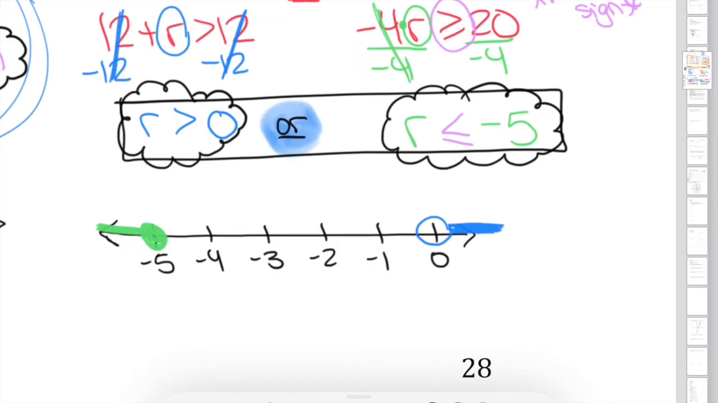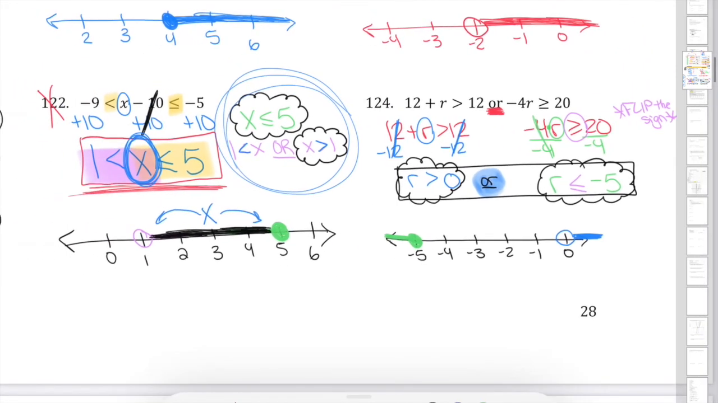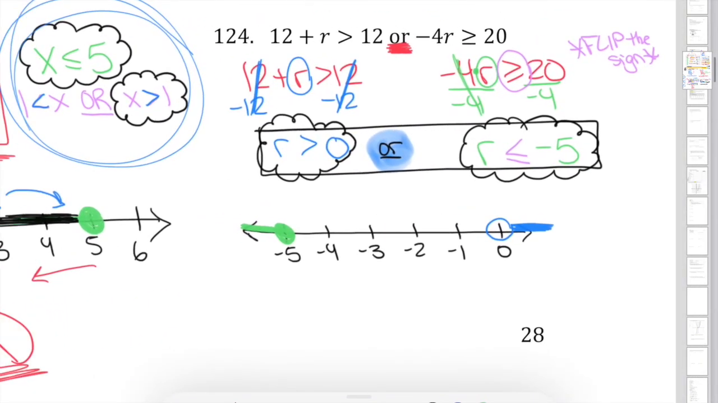All right, here's the significance of the word or. Okay, notice where these are shaded. They're shaded in opposite directions. What that means is it's not like number 122 that we just did over here where you have that and situation. This is an and problem where you can be greater than 1 and less than or equal to 5. Over here for 124, you use the word or because, like I said, it has to be one or the other, this or that.